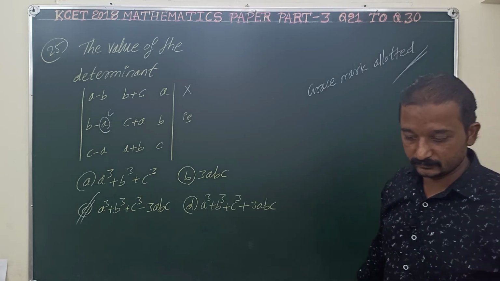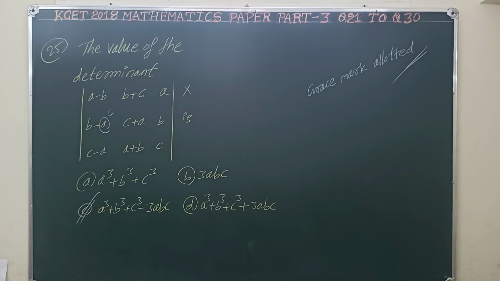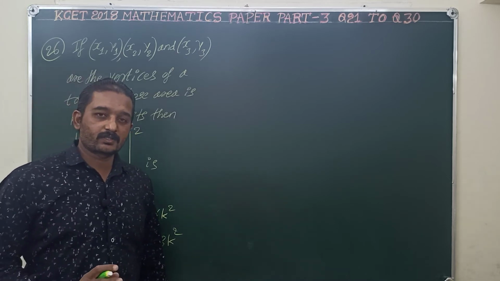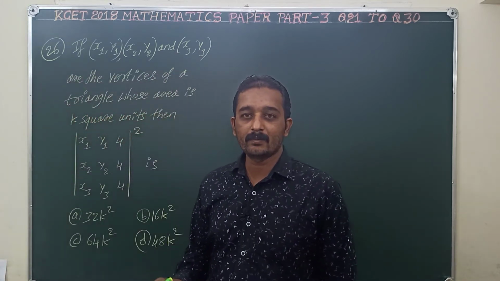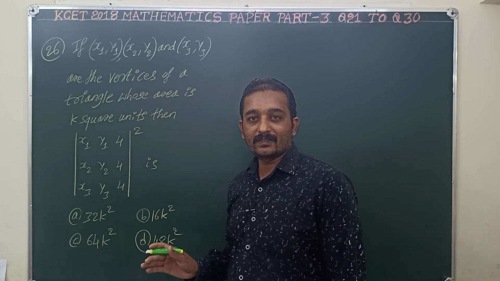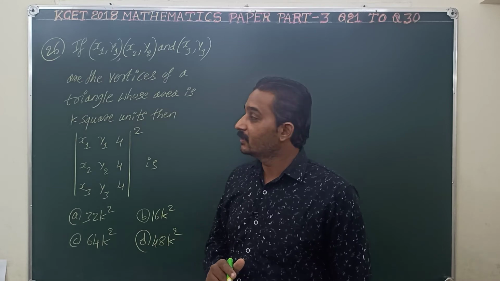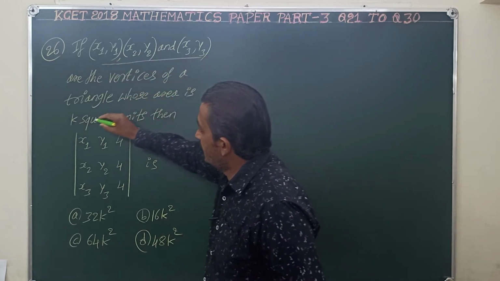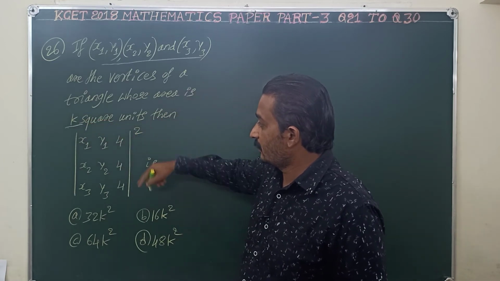Take down. So now let us move on to the next question, question number 26. Once again this question is based on the chapter determinants, particularly finding the area of the triangle whose vertices are given by using the determinant method. So in this case 3 vertices are given and also the area is given. Find the value of this determinant square.